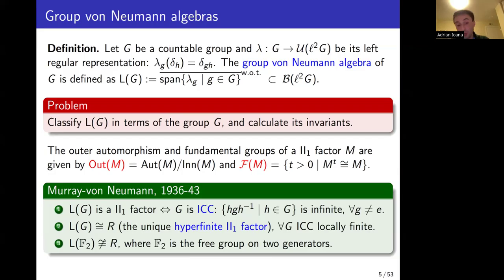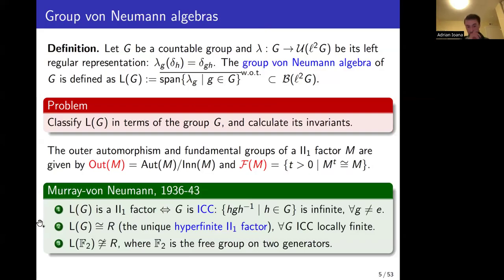Murray and von Neumann also proved that if G is an ICC group that is locally finite, meaning that G is an increasing union of finite subgroups, then L of G is isomorphic to the unique hyperfinite II_1 factor R. And then they also showed that not all groups give rise to the hyperfinite II_1 factor R by proving that L of F2, the von Neumann algebra of the free group on two generators, is not isomorphic to R. So already back in the 40s, they were able to find two groups with non-isomorphic von Neumann algebras.